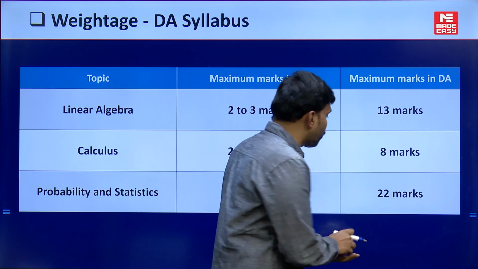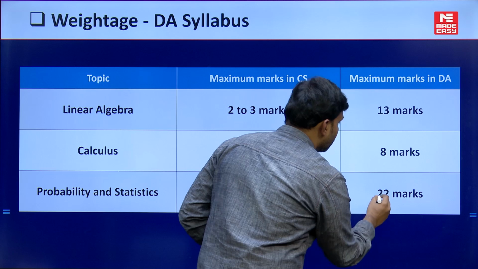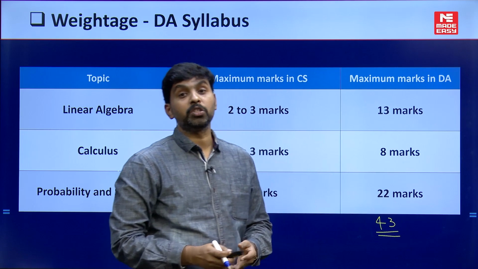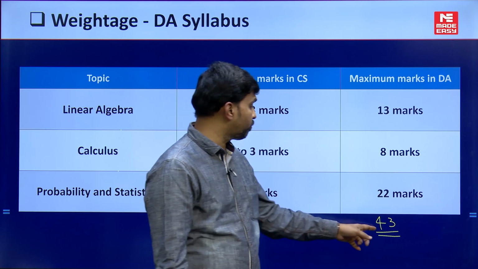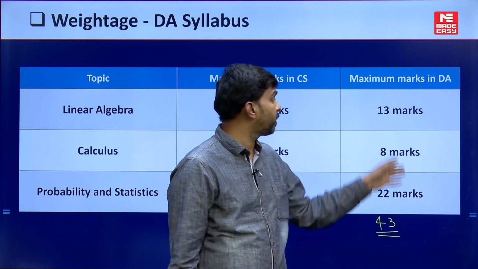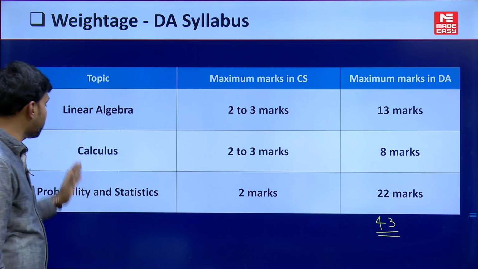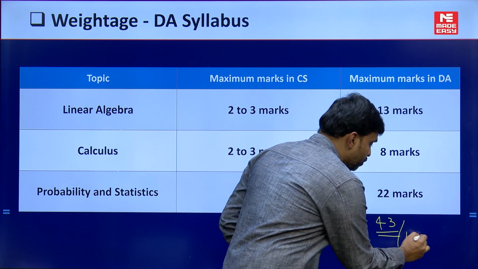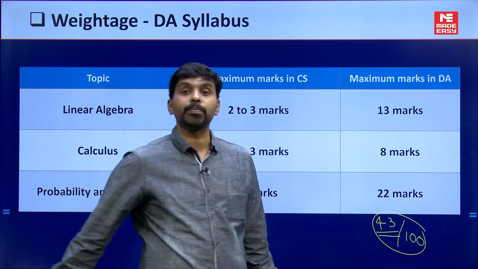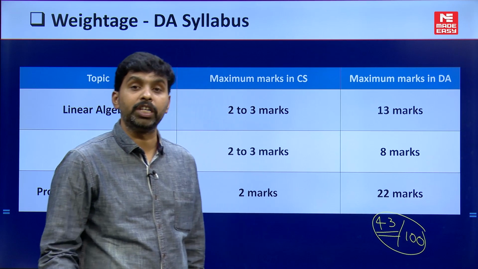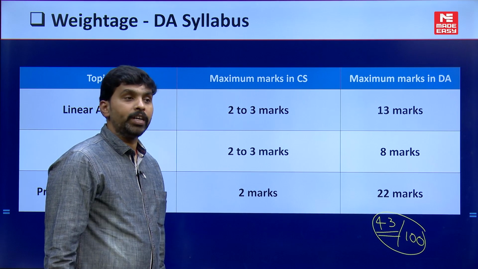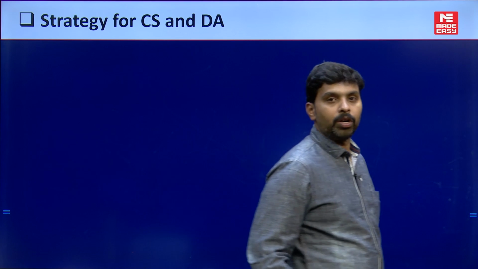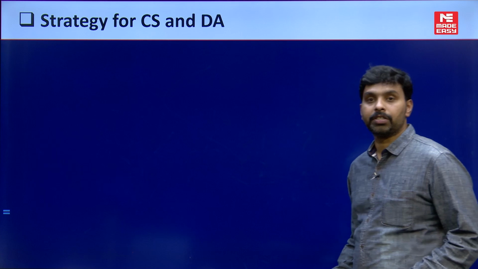So, how much totally if you add this, it is 43 marks. This is the weightage of this subject. Totally 43 marks you are expecting from only mathematics, and that too from 3 topics, out of 100. So, this was the projection given by the IISc 2024 GATE paper. Got the point? Yes.